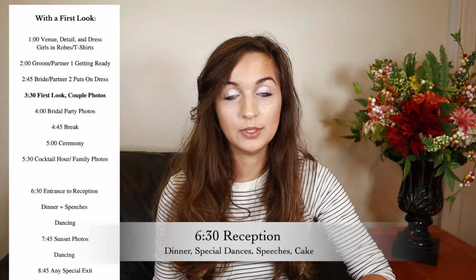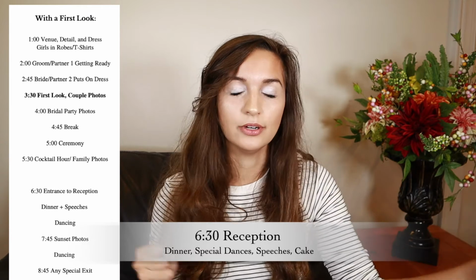I try to get set up with all my lights and my light stands for the reception before they even enter, because more often than not, they're entering into a first dance or entering into something, and the sun can actually set quicker than you think. So I try to set up everything in the morning or just before they enter the reception. That way I'm not carrying around light stands during the reception.